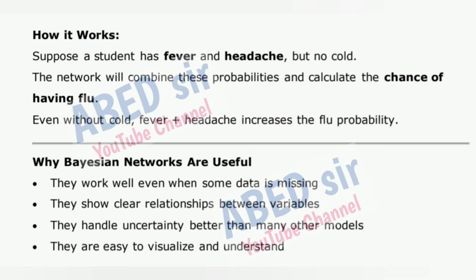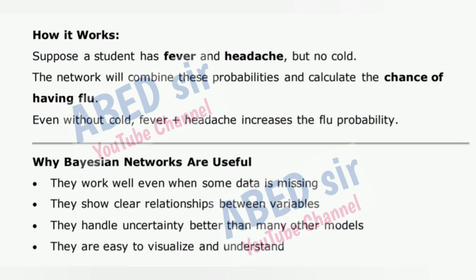How it works? Suppose a student has fever and headache, but no cold. The network will combine these probabilities and calculate the chance of having flu. Even without cold, fever plus headache increases the flu probability.